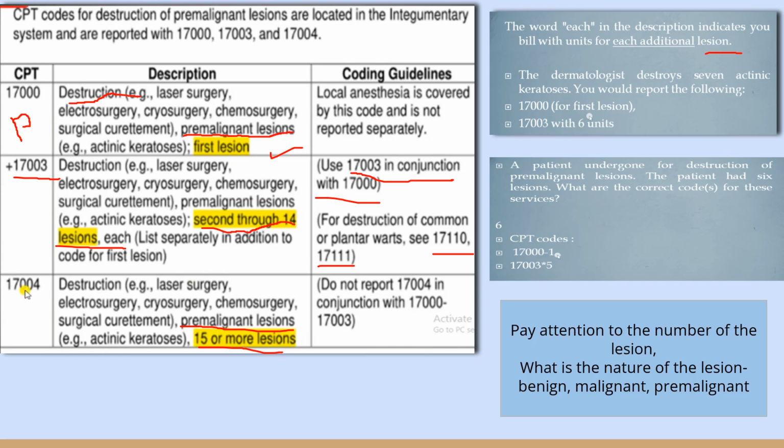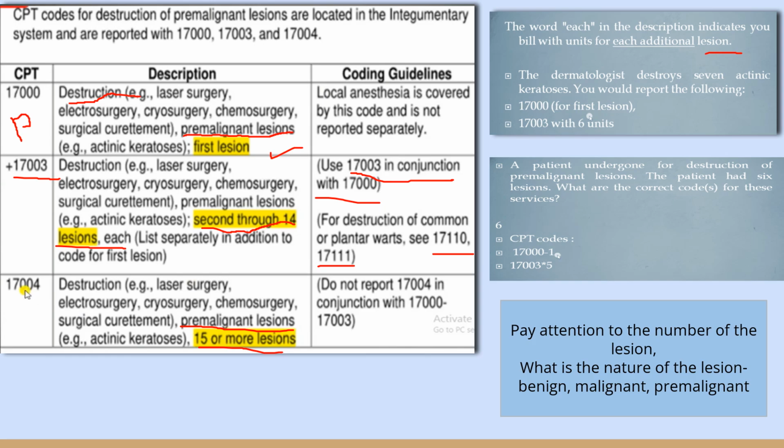Actinic keratosis means the pre-malignant lesion. That means I will come directly here. Now in this case you will have to code them. How will you code it? So how many lesions are there? 7. So I will code 17000 for the first lesion, and then 17003 times 6 for the remaining 6 lesions.